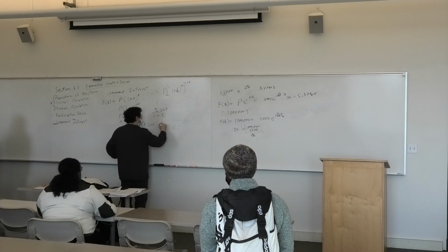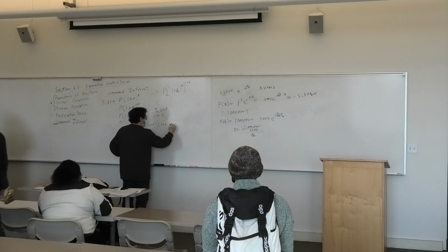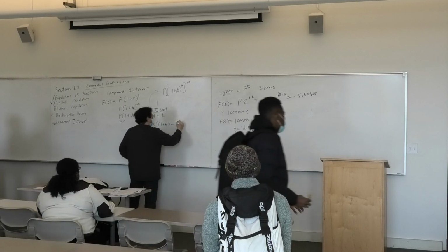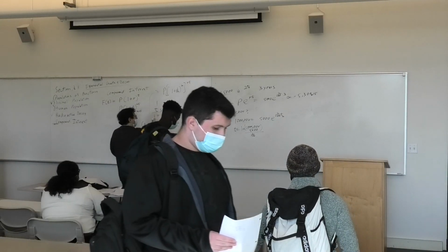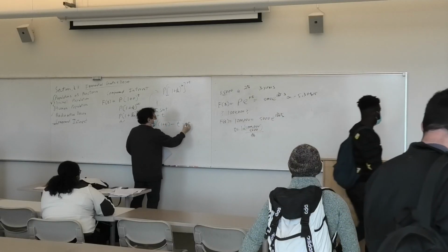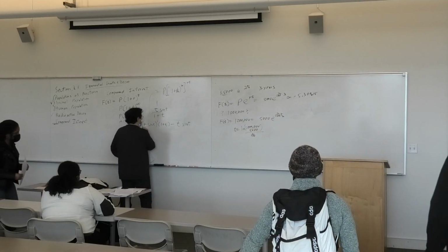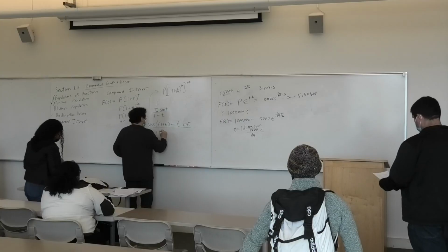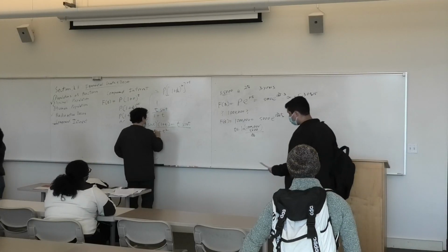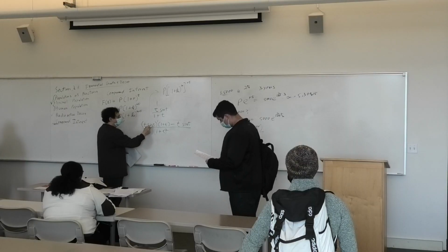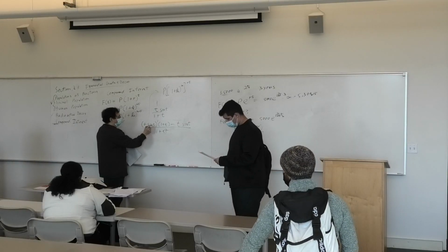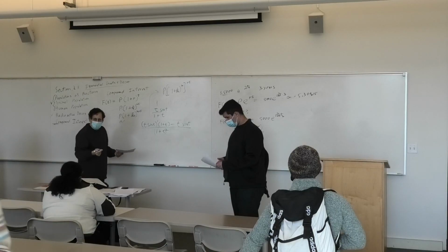minus t sine t times the derivative of 1 plus t, which is just 1. So I'll just put it like this, over (1 plus t) squared. Okay? So the only thing left is the derivative of t sine t. We have to use the product rule.